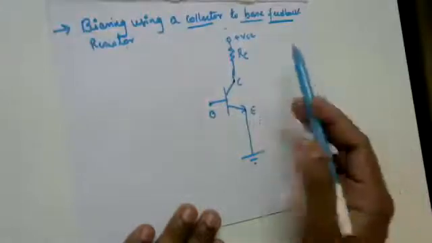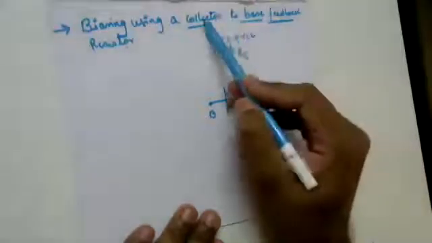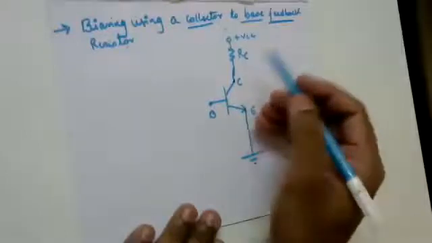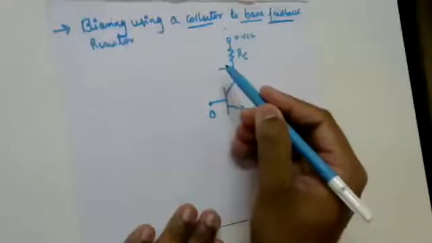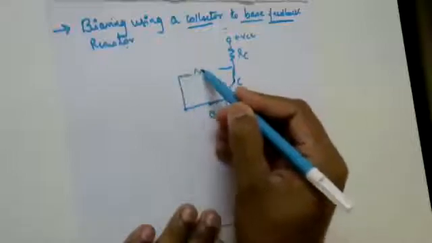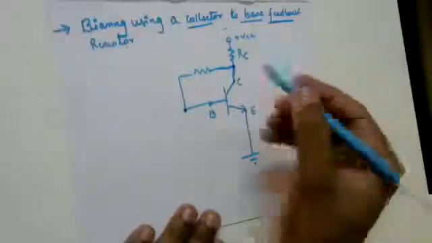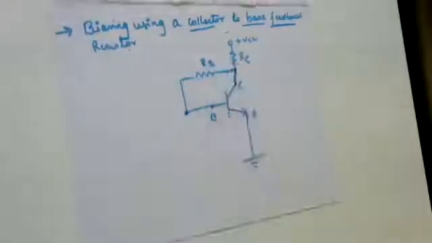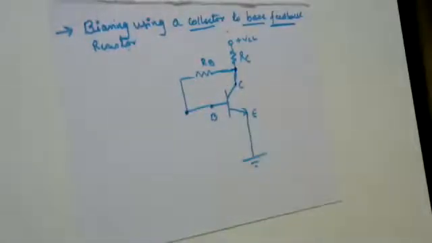And now, as the name suggests, I need to employ a feedback from collector to base. So it means I'll be having one particular resistance between the collector terminal and the base terminal. This is nothing but my base resistance RB.